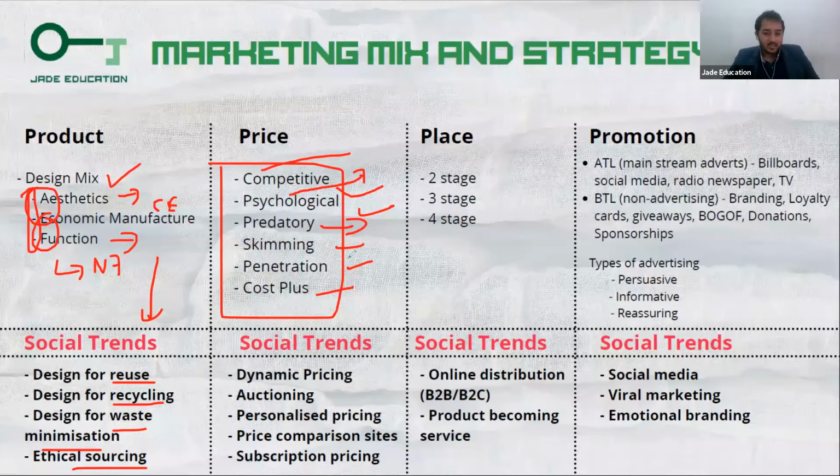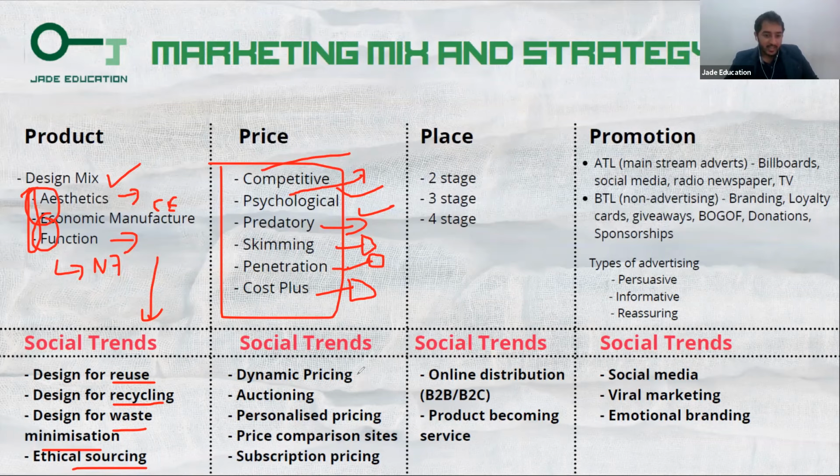Skimming, charge a higher price at the start and slowly lower it down, like technology industries. Penetration, the opposite, charge a lower price at the start and then increase it, like the restaurateurs. These people charge a lower price just to lure you in and then charge high prices after that. And cost plus, take a look at your cost and add a markup and price.